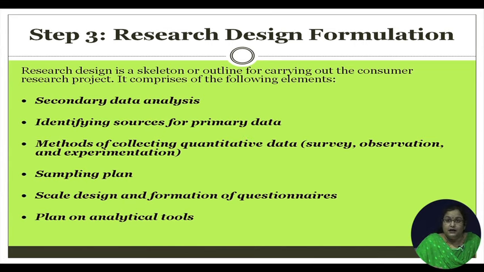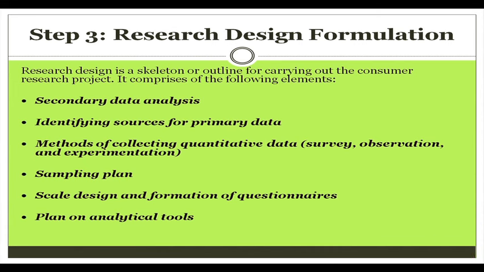Then we identify what the sources of the primary data are. From where can we collect data? Which areas should our customers come from, from which geographical locations will we collect? Then methods of collecting: should we collect by survey, observation, or experimentation? Survey is like filling up a questionnaire. Observation may be like I am just observing a person and writing an observation report every day like a diary, and then after one month I will see how the person has behaved over a month.